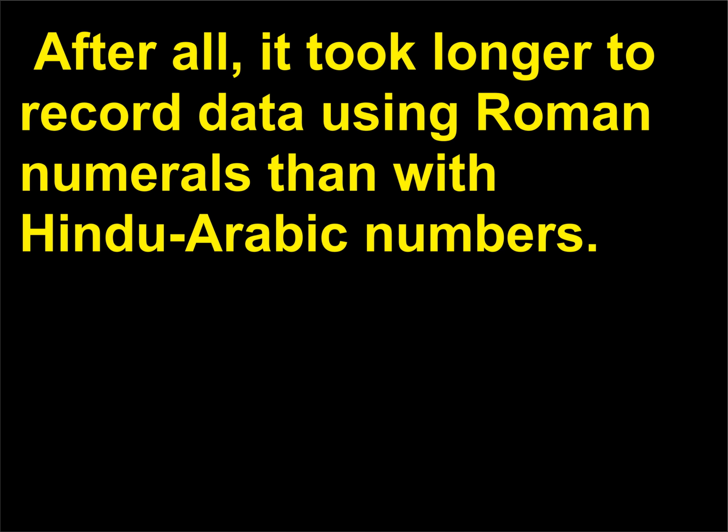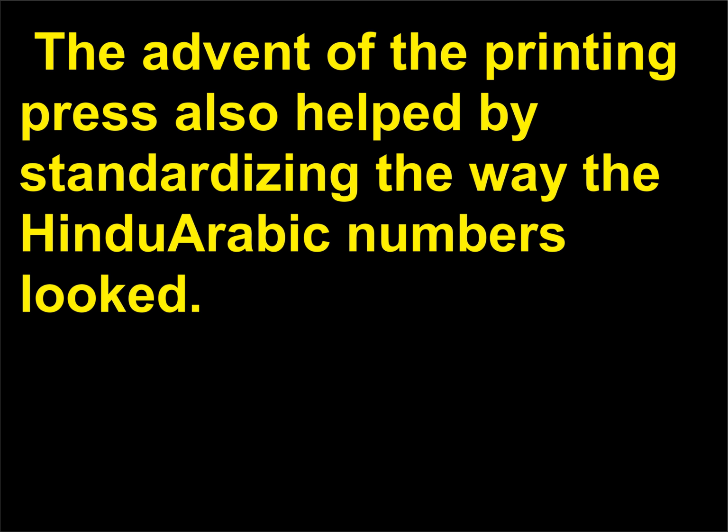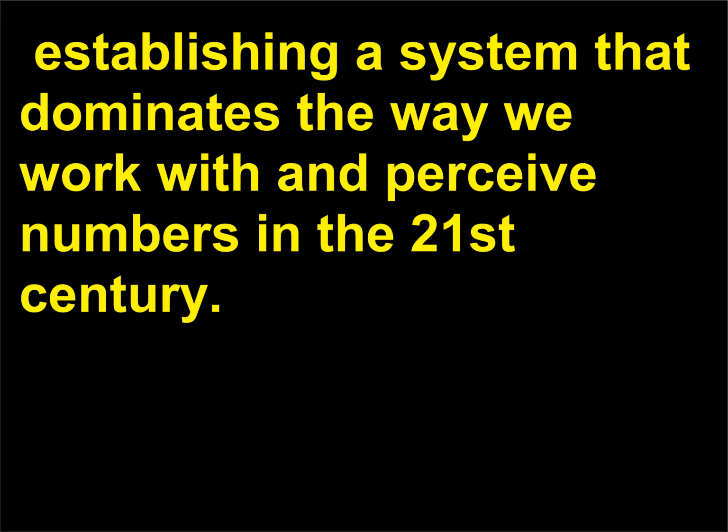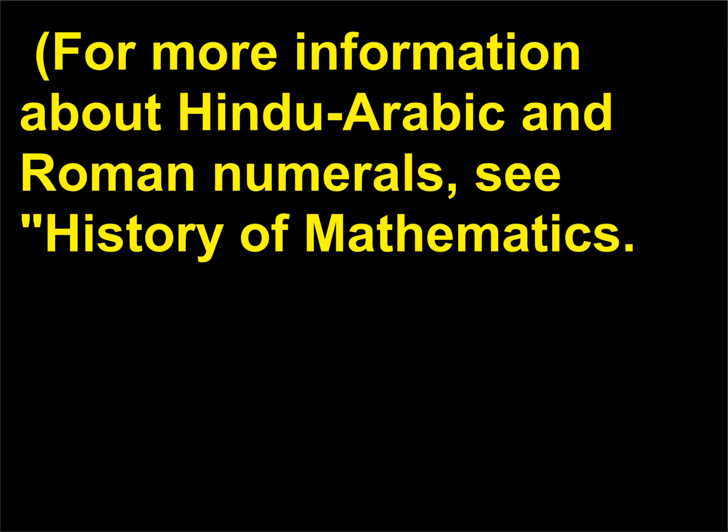After all, it took longer to record data using Roman numerals than with Hindu Arabic numbers. The advent of the printing press also helped by standardizing the way the Hindu Arabic numbers looked. By the 18th century, the new numeration system was entrenched, establishing a system that dominates the way we work with and perceive numbers in the 21st century. For more information about Hindu Arabic and Roman numerals, see History of Mathematics.